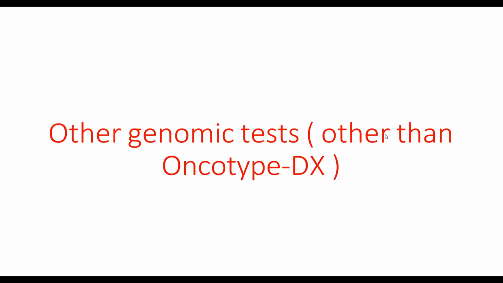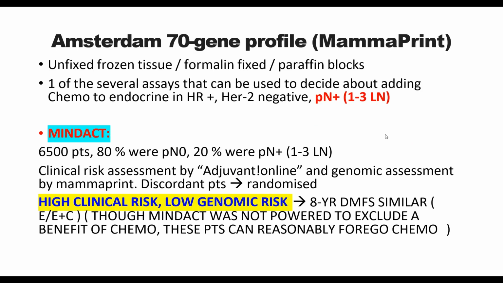What are the other genomic tests other than Oncotype DX? This is the next commonly talked about genomic expression profile, the Amsterdam. In Oncotype DX, we evaluated 15 genes plus 5 reference genes. Here we are evaluating about 70 genes. It's also commercially called MammaPrint.